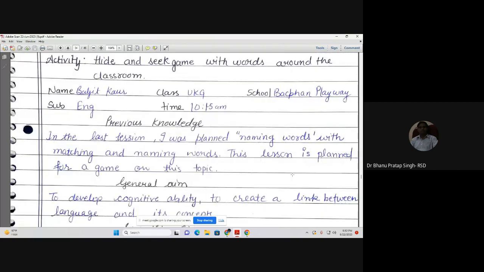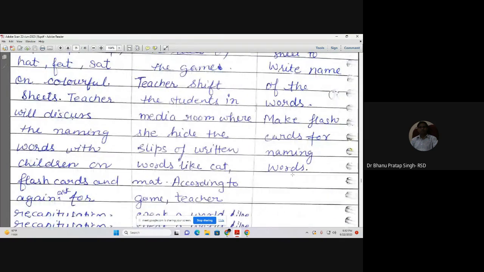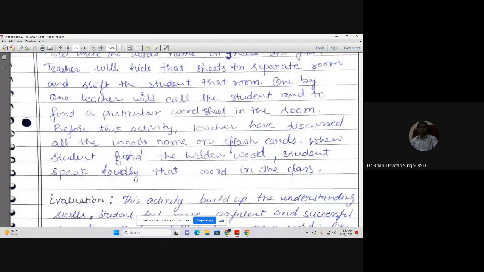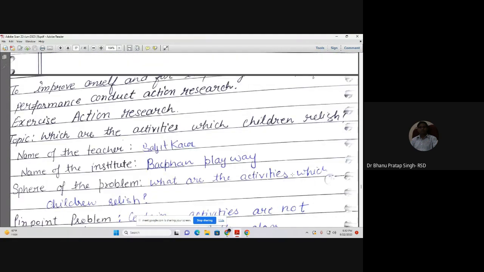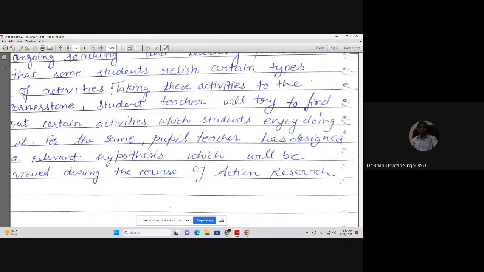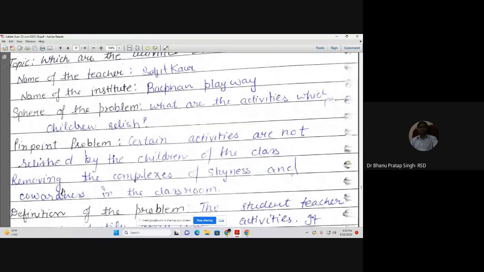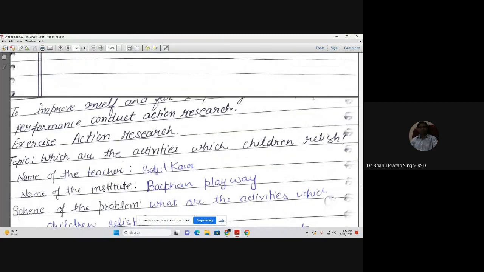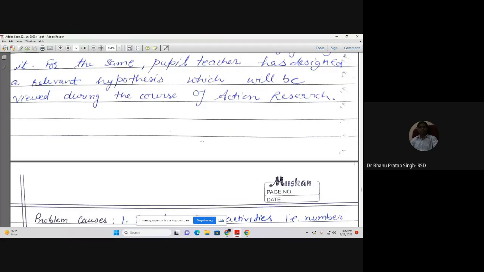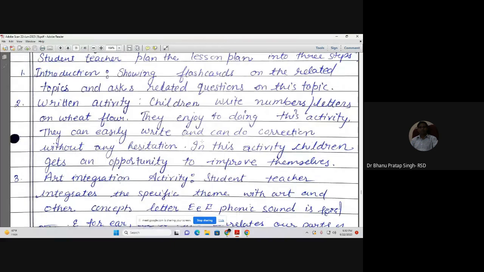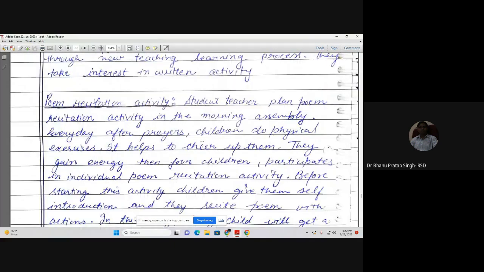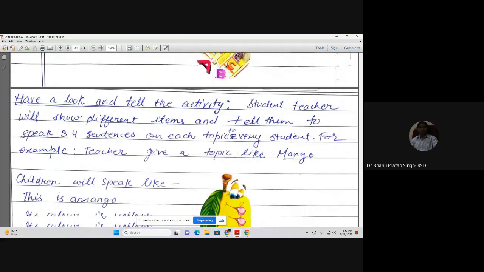Unit 7. Same format. No, this is one more. After 7, Part C, this is action research. And one more will be case study. This is action research and this is case study.